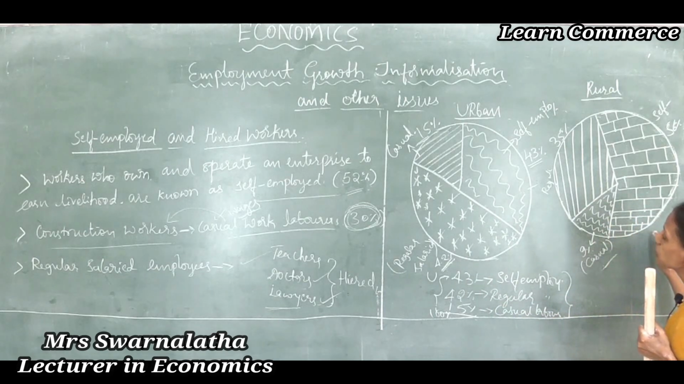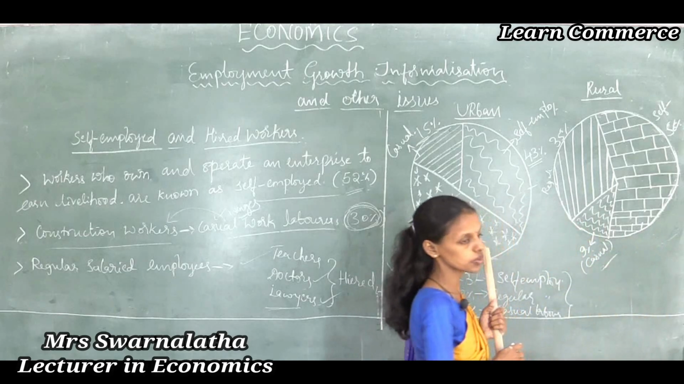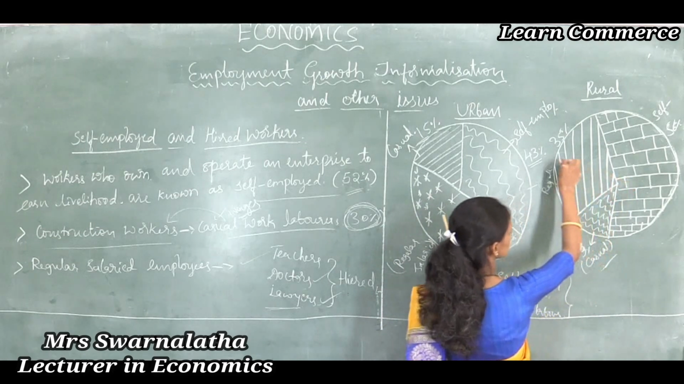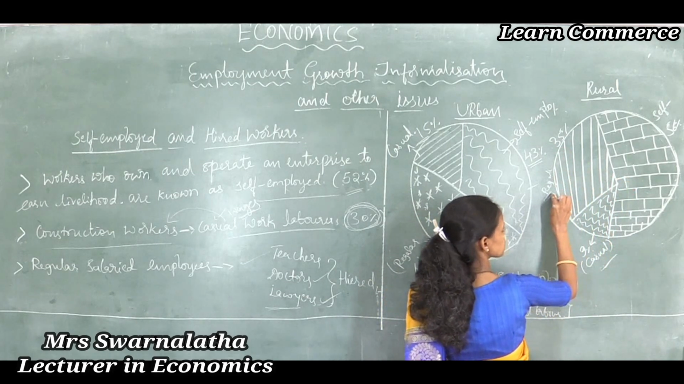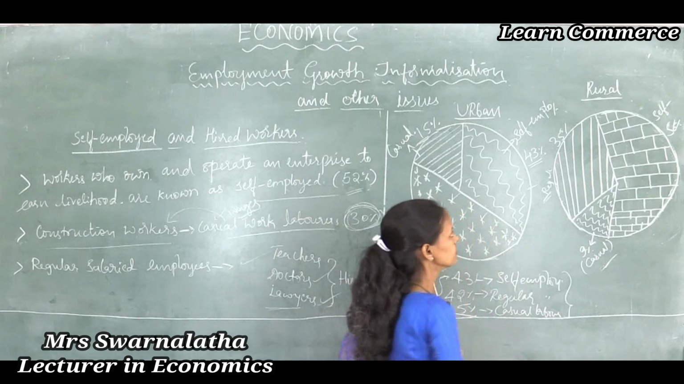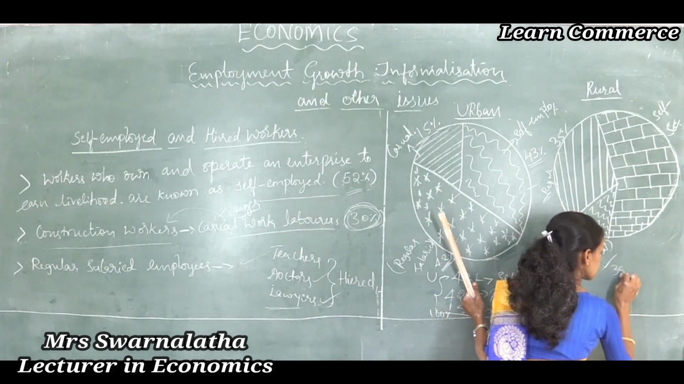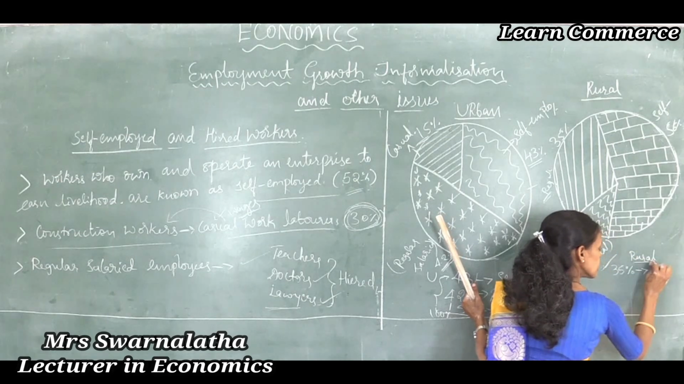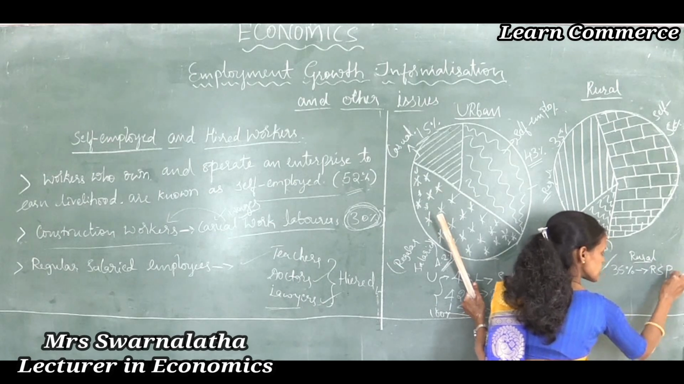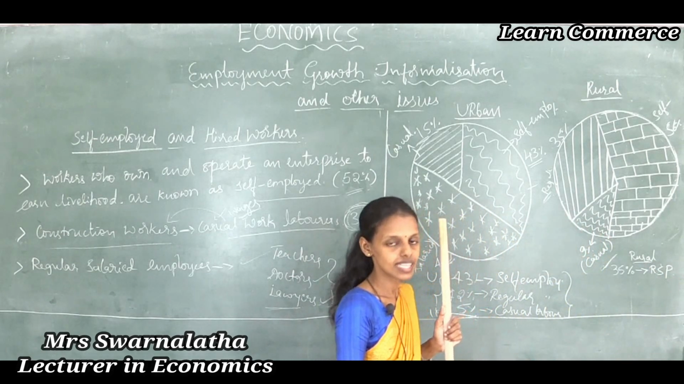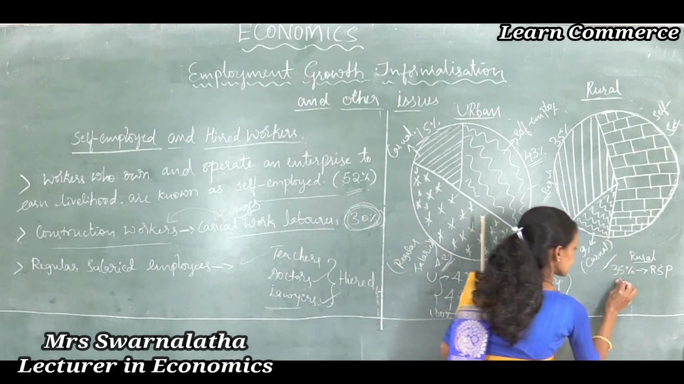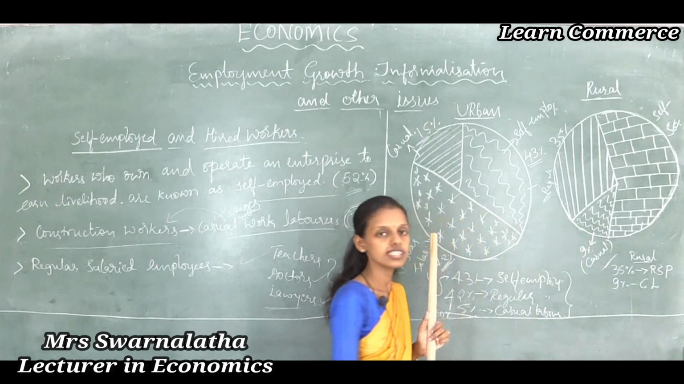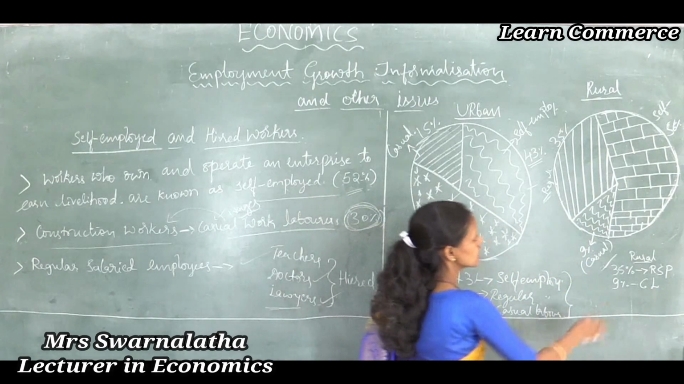Next, come to the rural workers population distribution, through the pie chart. So see here, 35% of the people in rural areas were regular salaried persons, RSP, regular salaried people, and 9% of the people were casual labor, CL, we say CL, casual laborers.